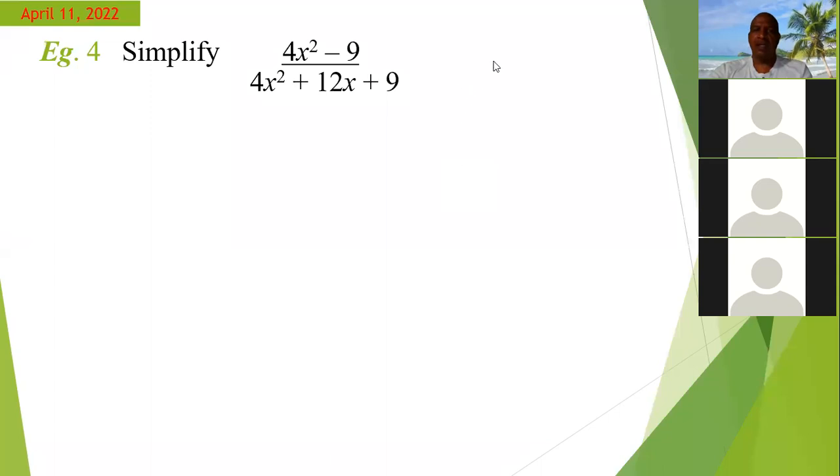All right, here we have another one now. Could you try this one, guys? I'll give you about 5 minutes to try it, and then we'll see what we get afterwards. All right, I'll give you about 5 minutes. Try this one.